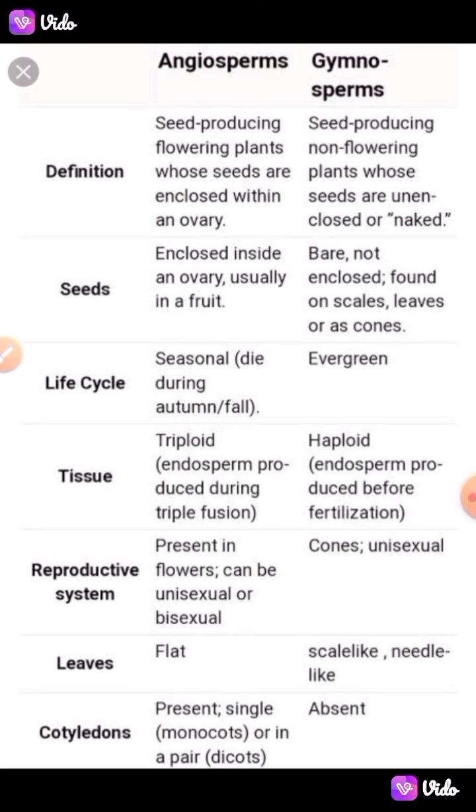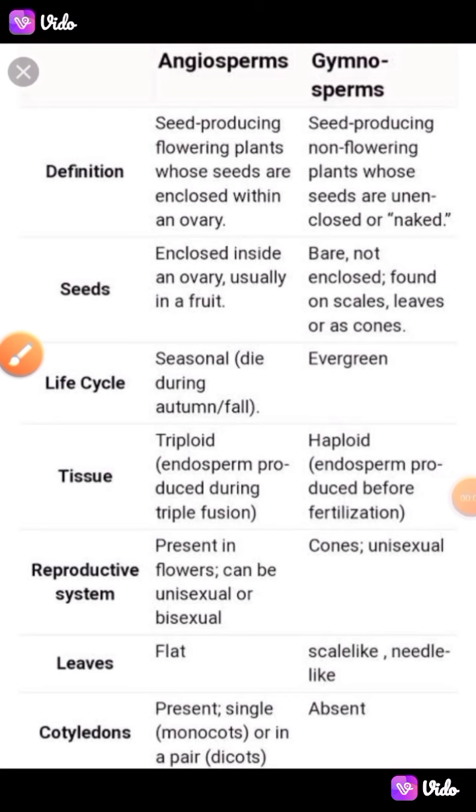Basically, angiosperms are the seed-producing flowering plants whose seeds are enclosed within an ovary, while gymnosperms are seed-producing non-flowering plants whose seeds are unenclosed or naked. Gymnosperms are the most primitive and simple seed plants in which the seed coat is absent. These plants are perennial, evergreen and woody. Gymnosperm plants are known as reptiles of the plant kingdom. They have a saprophytic life cycle.